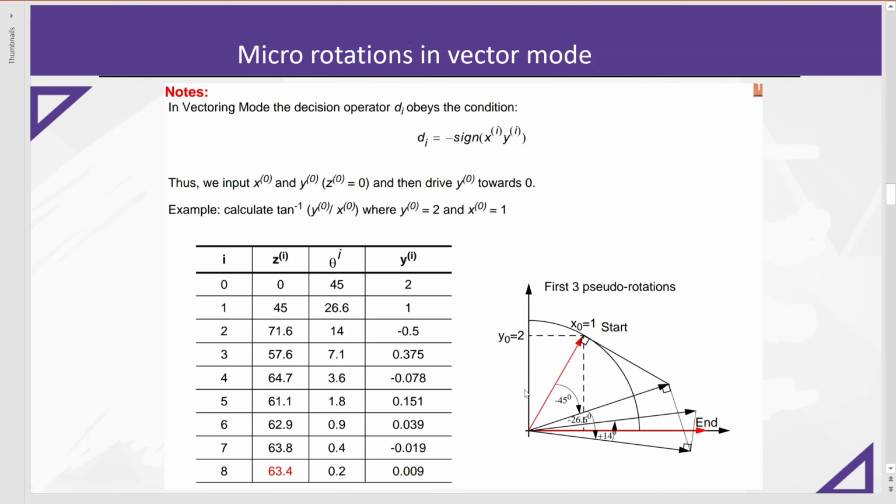Again, the micro rotation will take place in the vectoring mode also. We will get to the nearest value of the y equal to 0 axis, and we will use the predefined values in the lookup tables.